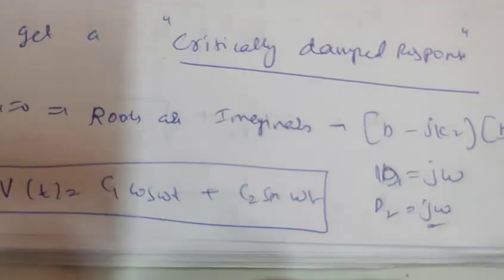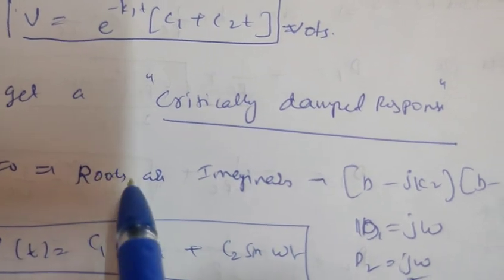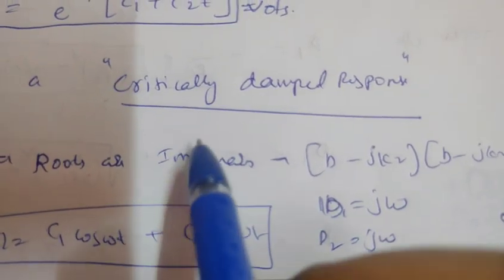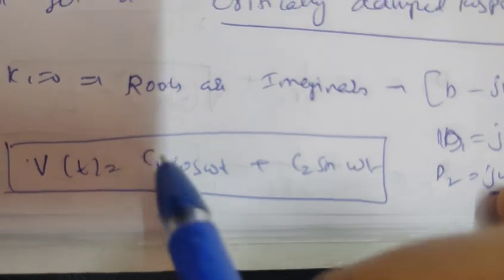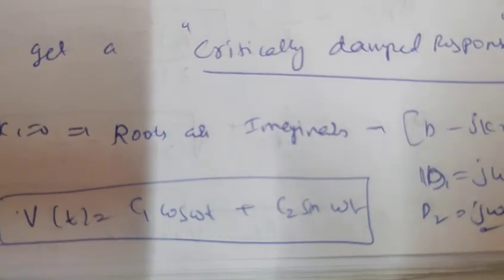And here is one more case. Just assume K1 is 0, which is nothing but the 1 by 2RC term being 0. Then you will get imaginary roots and the solution V of t is equal to C1 cos omega t plus C2 sin omega t.